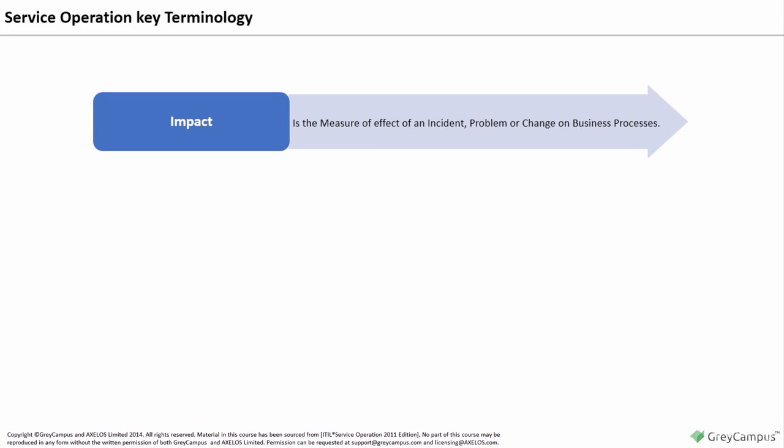Service operation key terminology. Impact is the measure of effect of an incident, problem, or change on business processes. Impact is often based on how service levels will be affected.